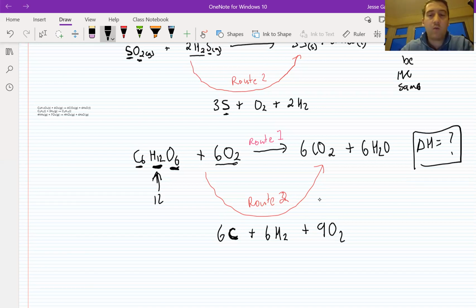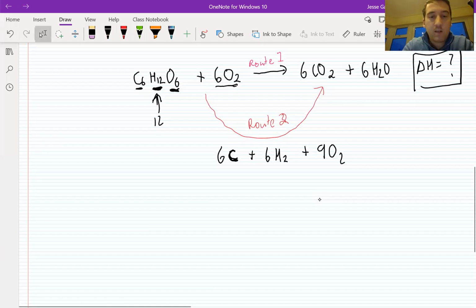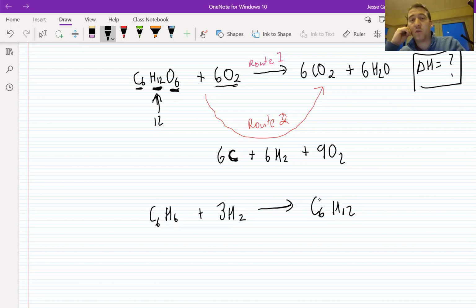Right, I've got one I want you to do now. Can you do this one for me? C6H6 plus 3H2 to give C6H12. This should be a pretty easy one. What I want you to do is write down the route 2 for me. So pause the video and see, can you write down the route 2, where we form the elements first and then form the new compounds? Pause the video and try to do that now, please.